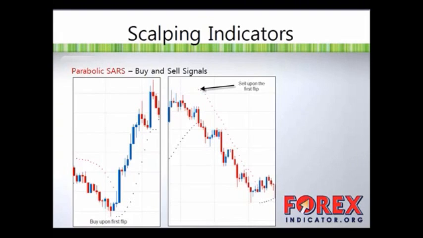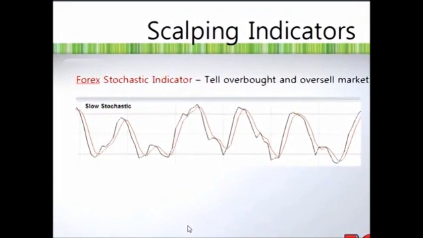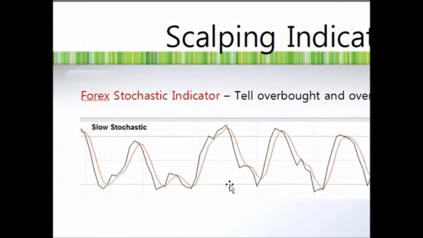The second indicator that we are talking about is the stochastic indicator. Basically this stochastic indicator is an oscillator. As you can see, the price oscillates up and down. What it does is tell us whether the market is currently overbought or oversold. The line on top represents the overbought level, which is typically at 80. And the line at the bottom represents the oversold level, which is typically at 20.